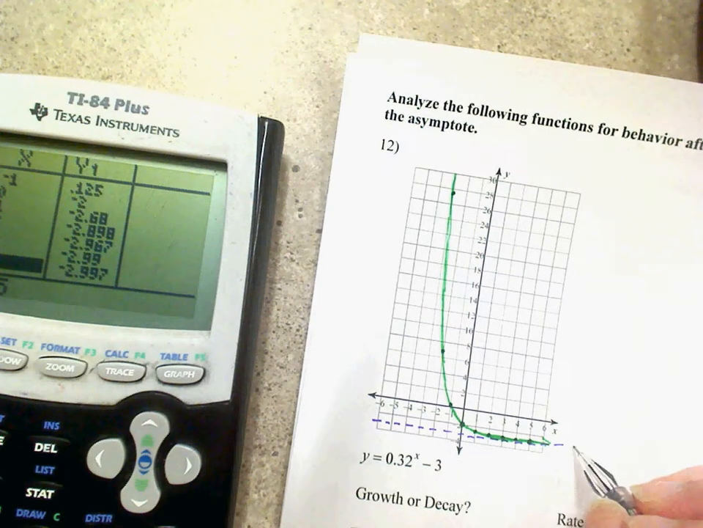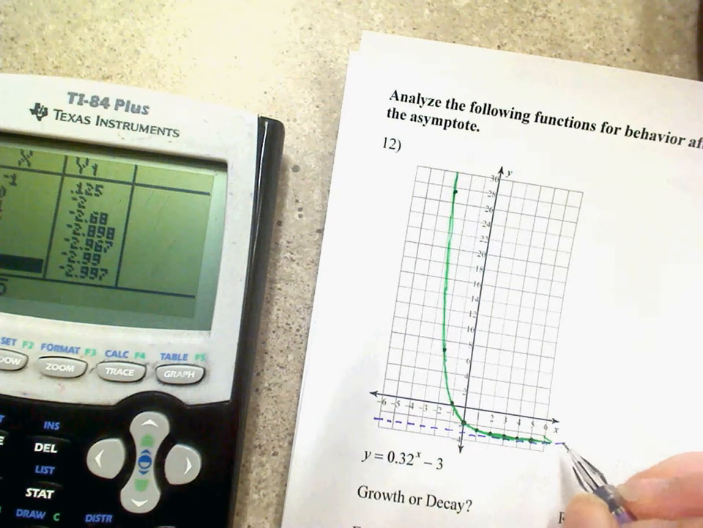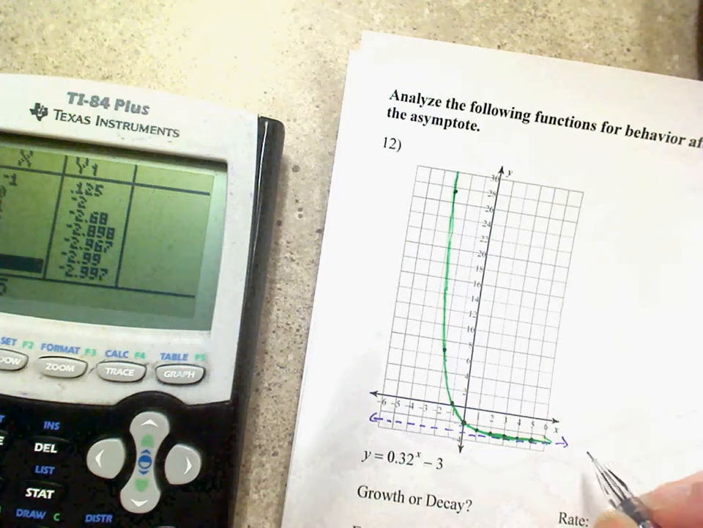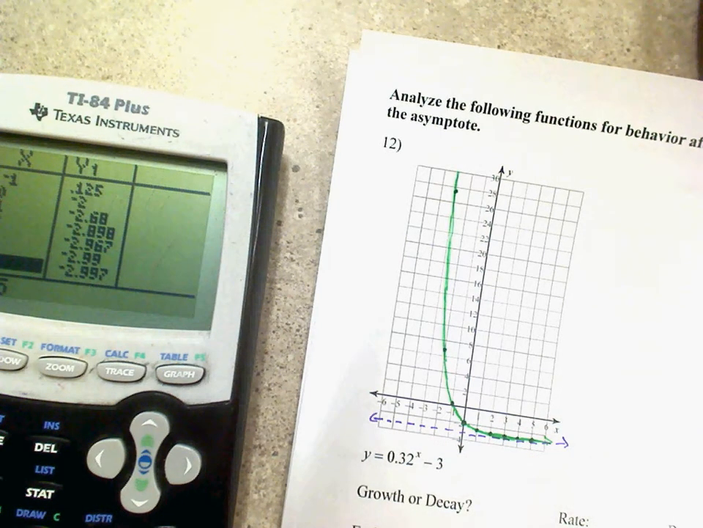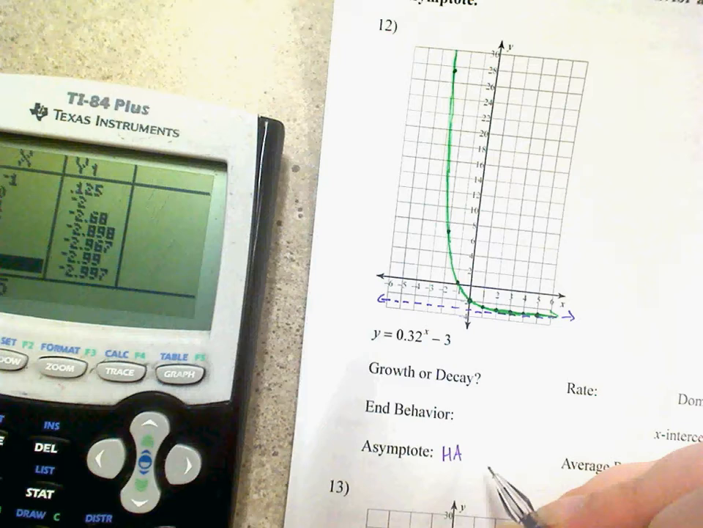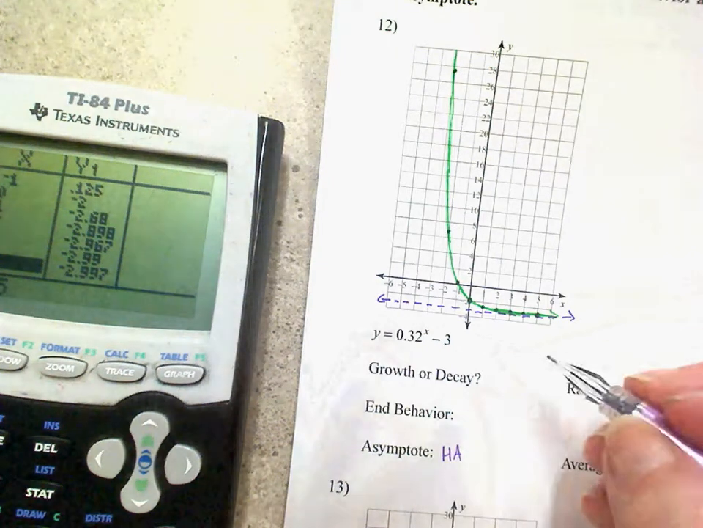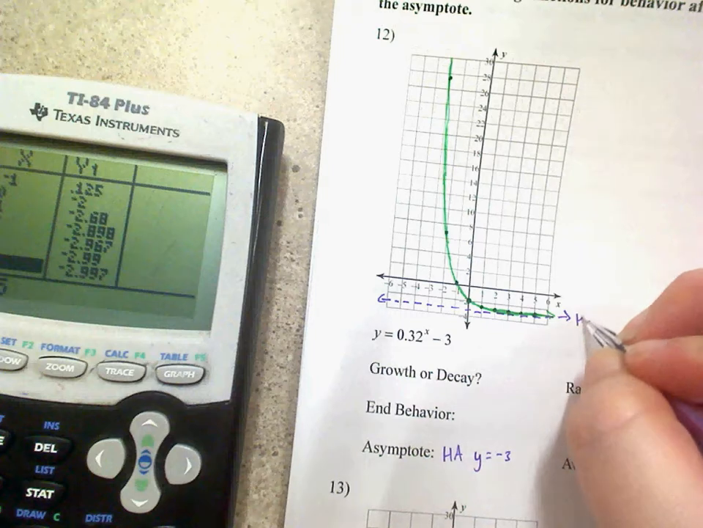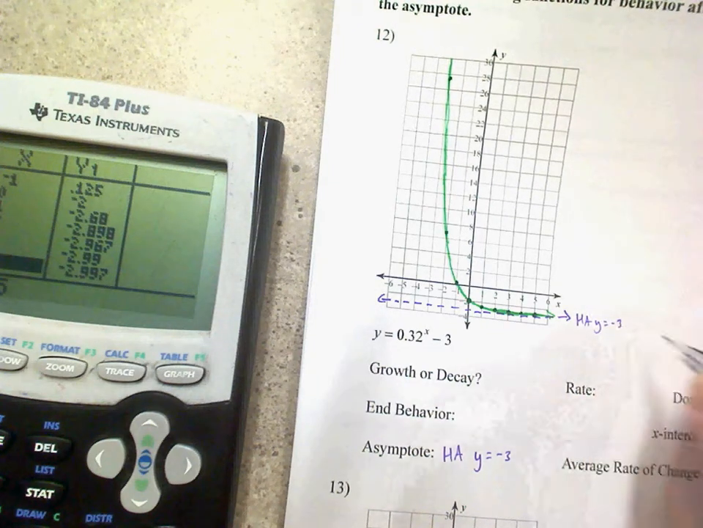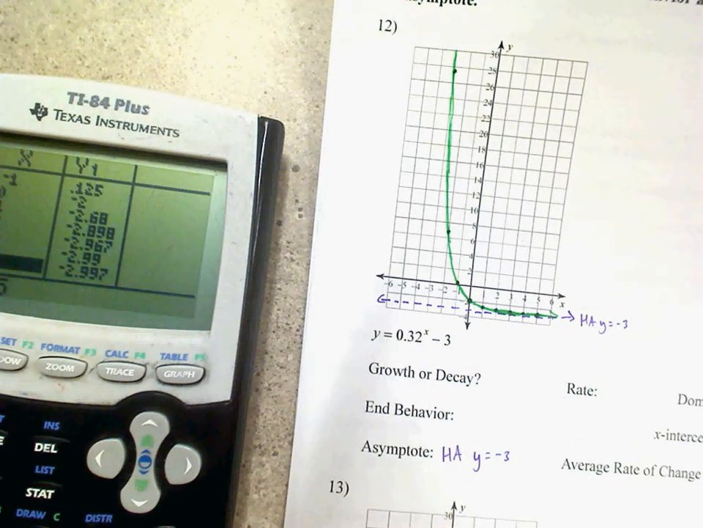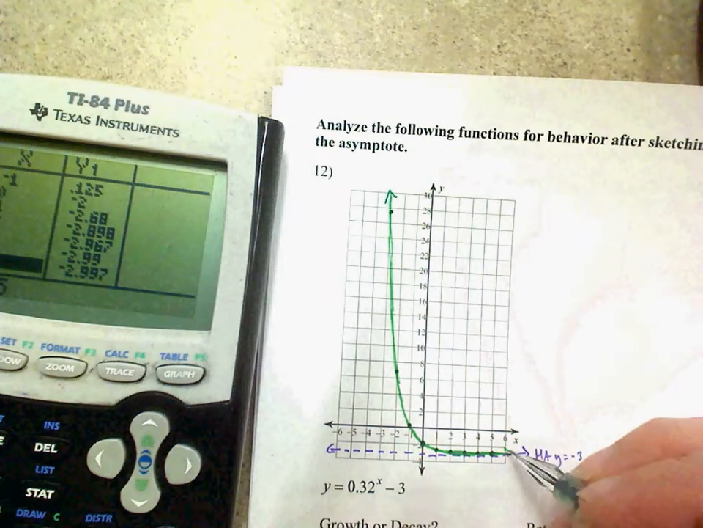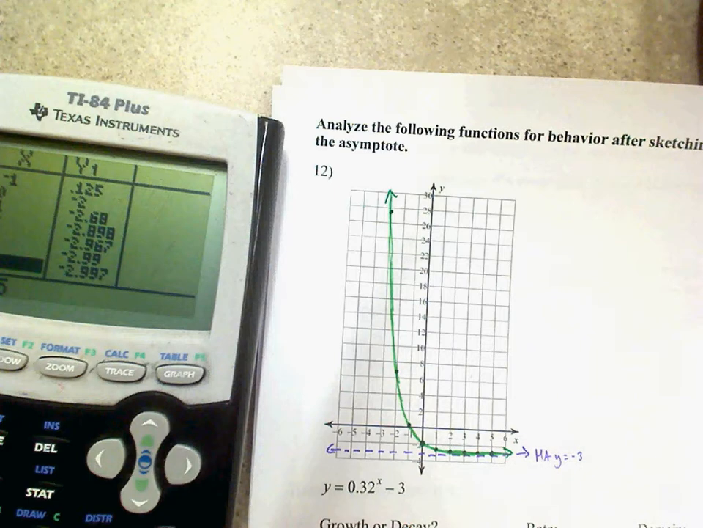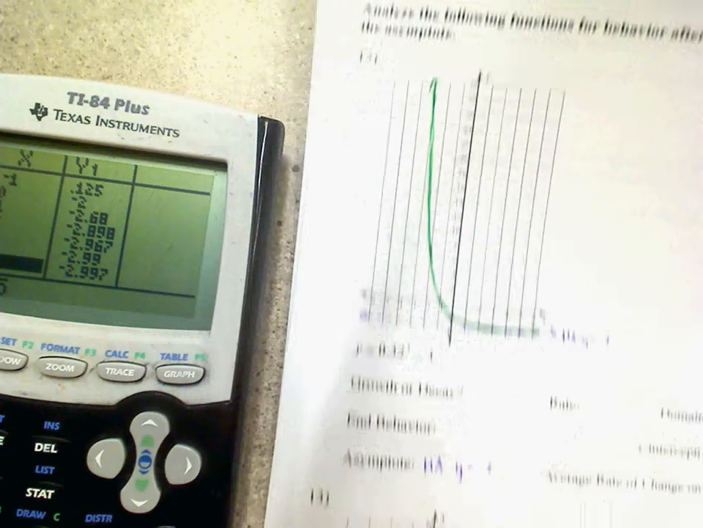So let's just draw and label the asymptote. It is a horizontal asymptote, and that is an equation that goes through the y-axis, so it's y equals -3. Wouldn't be a bad idea, though, to put that on the graph. And I'm going to go ahead and draw an arrow at this end as well. Okay, so let's start answering all these questions.